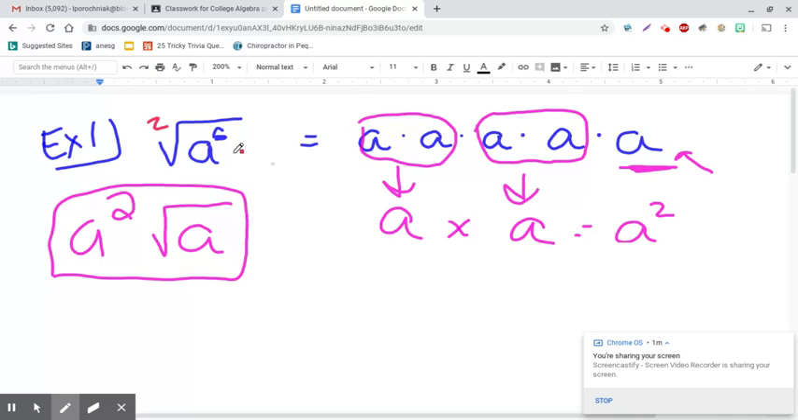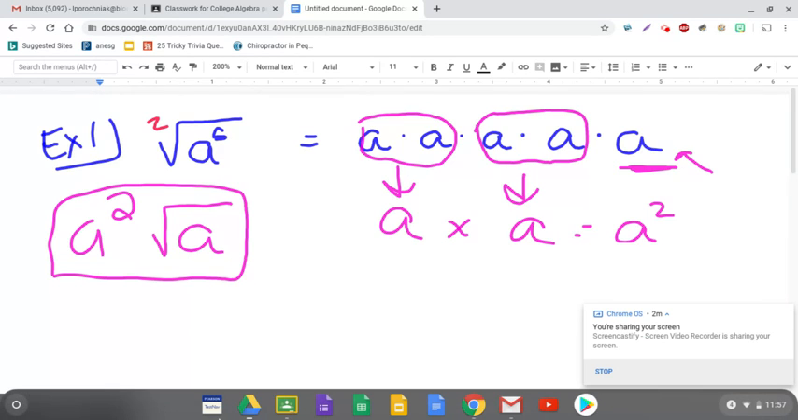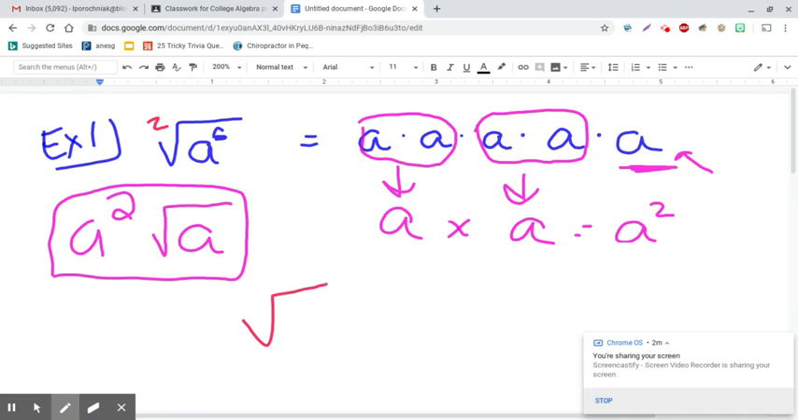Another way we can do it is, how many times does 2 go into 5? 2 goes into 5 2 times, because 2 times 2 is 4. So it goes in 2 times. And how many's left over? 1, because 4 plus 1 is 5. So a stays inside.